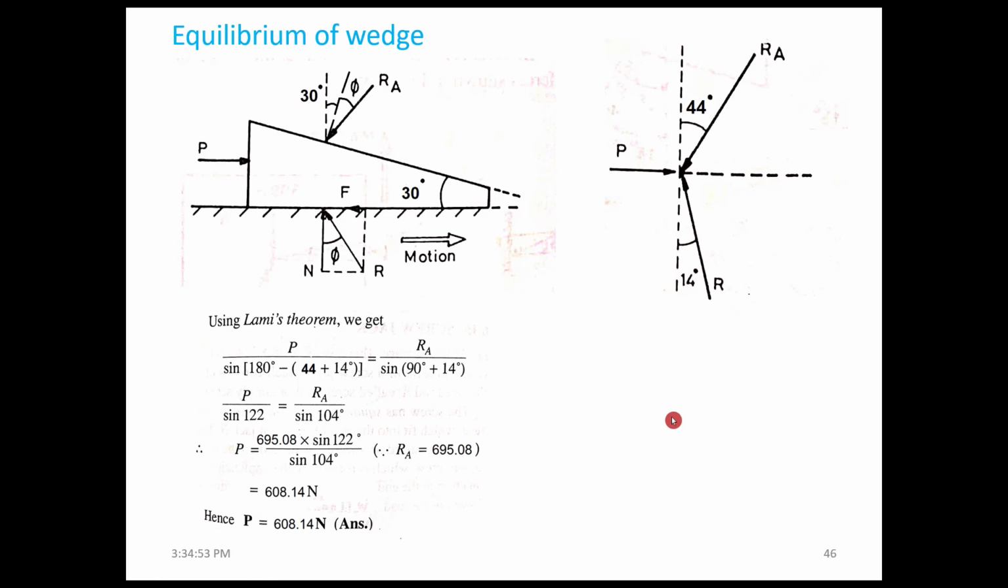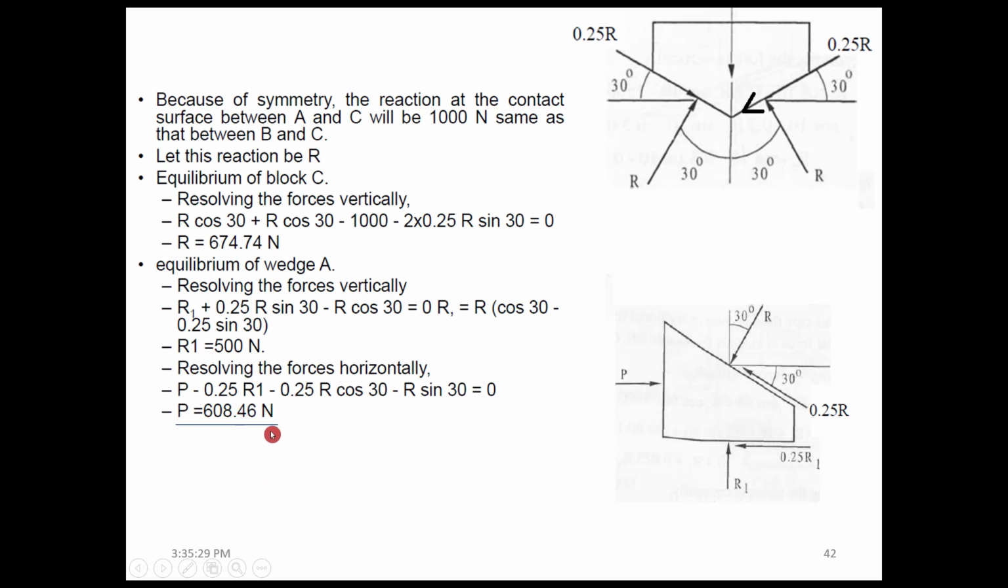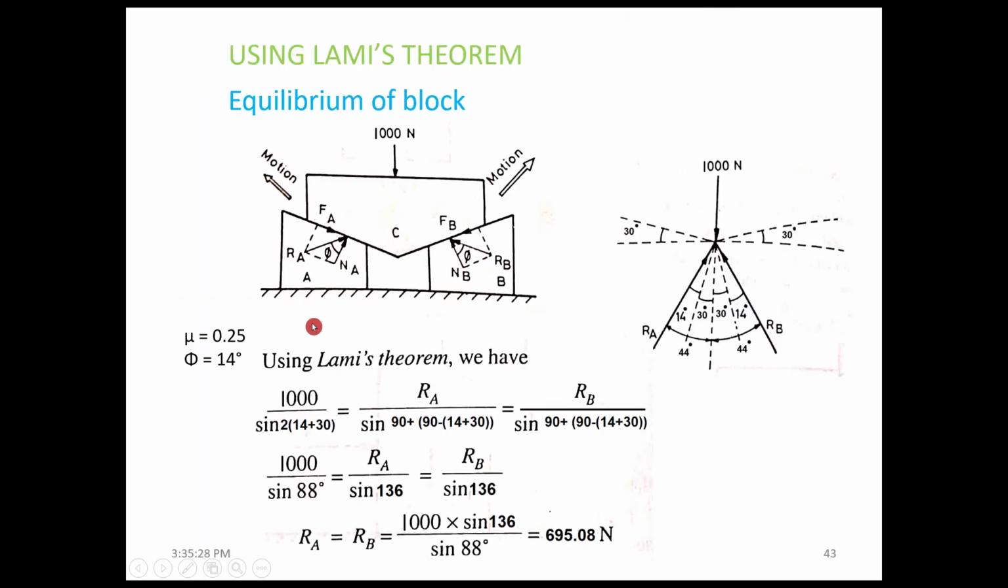And on considering the equilibrium of the wedge, we have different forces acting on the wedge, including Ra, P, and the reaction. Hence, P divided by sine of this total angle, 180 degrees minus 14 minus 14, is equal to Ra divided by sine of this total angle, 90 plus 14, which will give you P equal to 608.14, slightly different from the method of free body diagram.